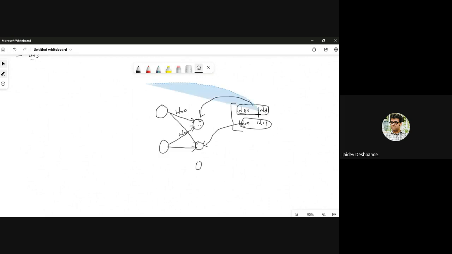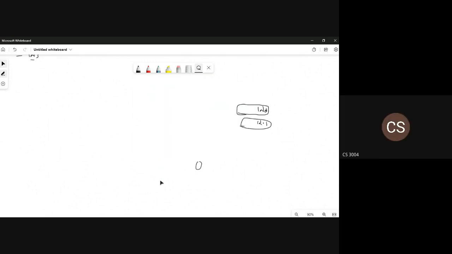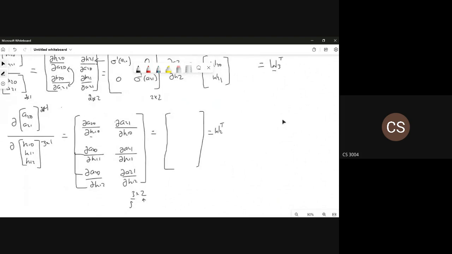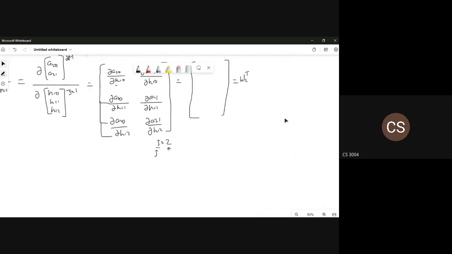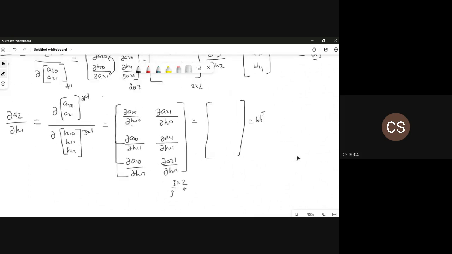Okay, so let me delete this. Even if you are having some difficulty in doing this, you just take some simple example, then you can simply figure it out.